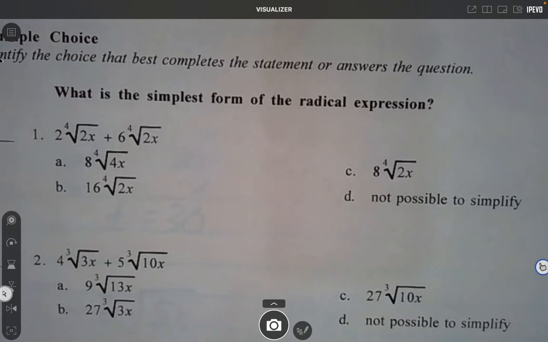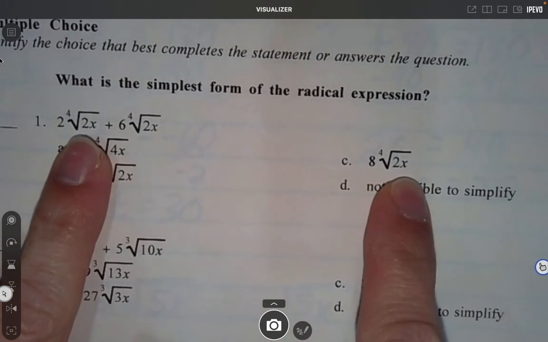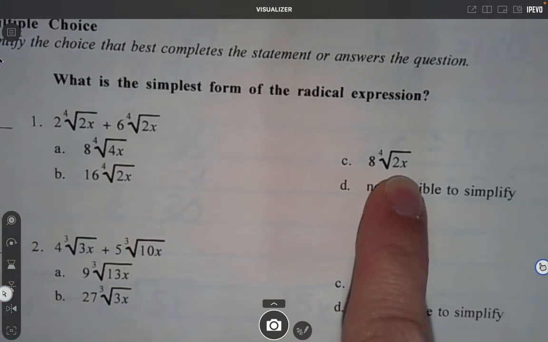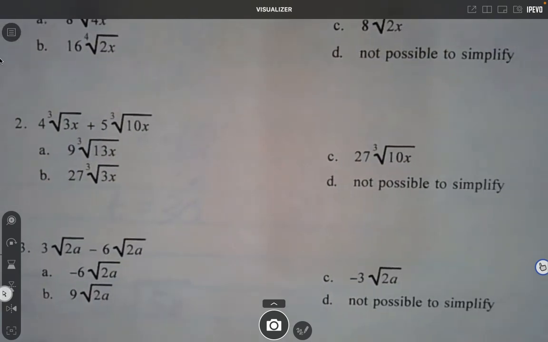8 fourth root of 2x. It is C. Does everybody understand why it's C? See how they throw some in there to confuse you? But if I'm adding fourth roots of 2x, I'm going to have fourth root of 2x. There's going to be 8 of them. Everybody's good? All right, the next one, can we combine those?